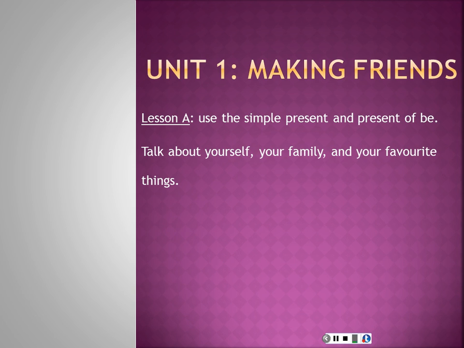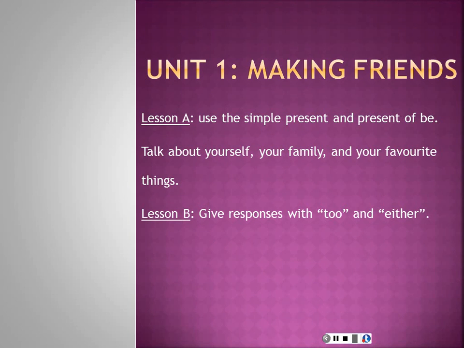So this is all in lesson A. The unit is divided into different lessons. In lesson B we will learn how to give responses with too and either. Too and either. So we have a grammar lesson here.